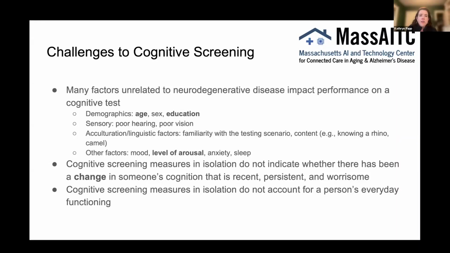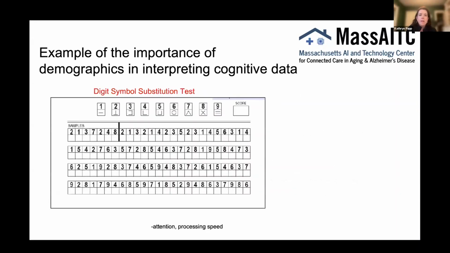myself and colleagues are very aware of the impact of different demographic factors. So I'm just going to give you an example here of the impact of age and education on how somebody performs on a cognitive test and how that has knock-on implications in our interpretation. So this is an example of the digit symbol substitution test. It's frequently used in the clinic and in research studies.